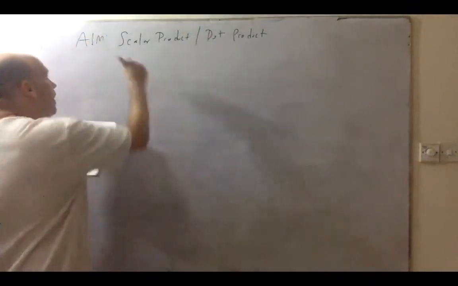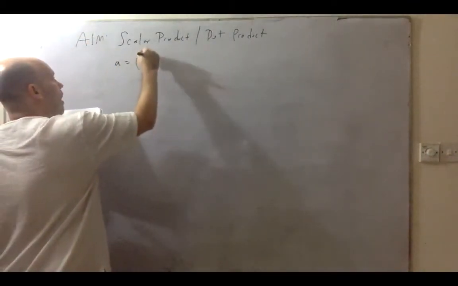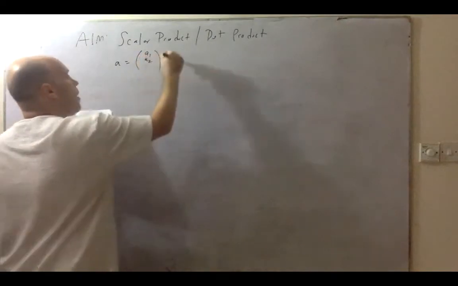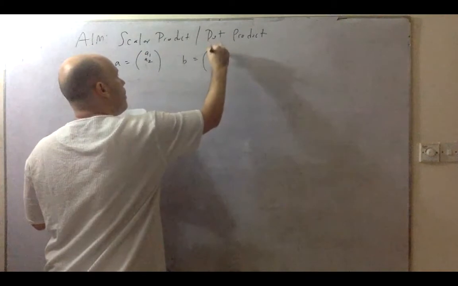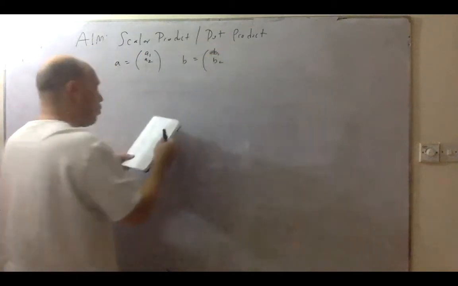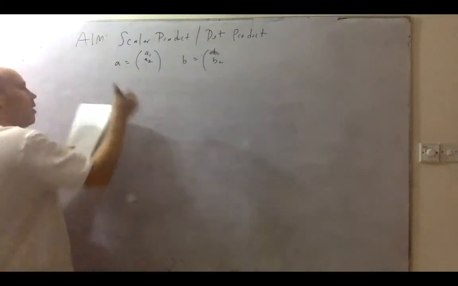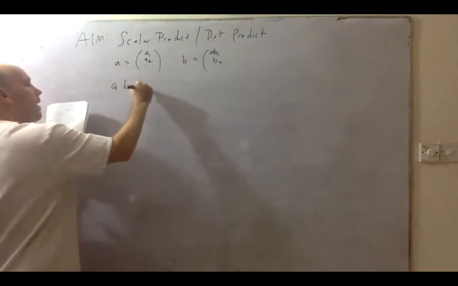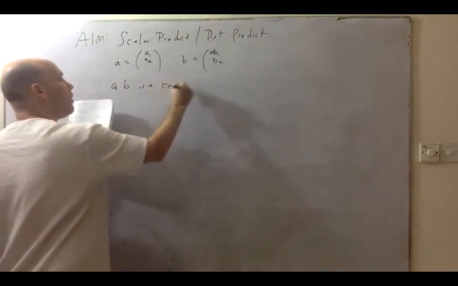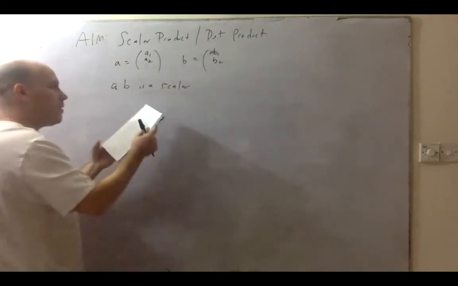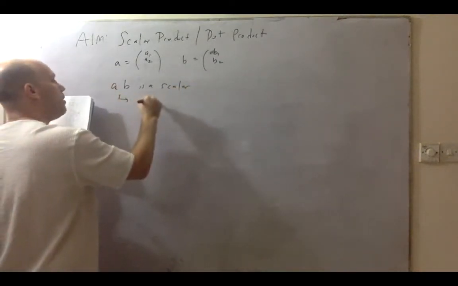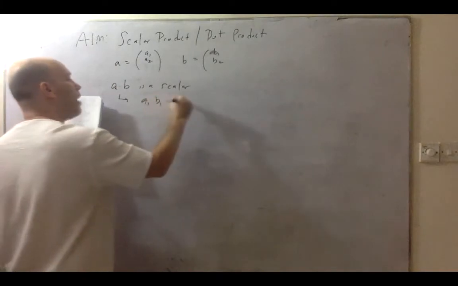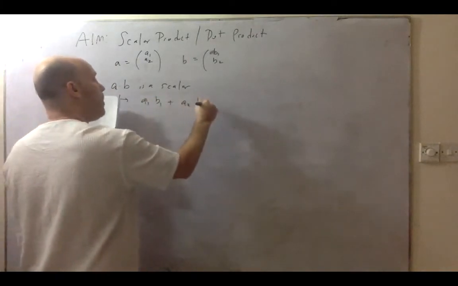So let vector A be A1, A2, and let vector B be B1, B2. And so we define the dot product as a scalar, and we say it's equal to A1 times B1 plus A2 times B2.